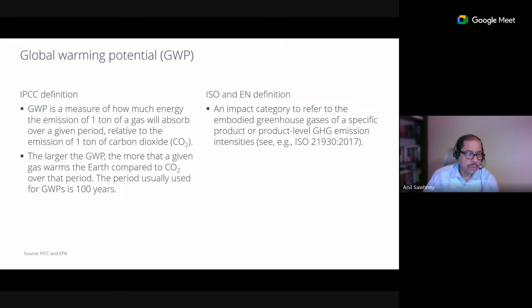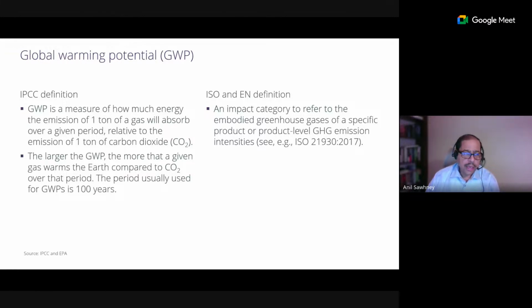So what is GWP? The IPCC definition of GWP is a measure of how much energy the emission of 1 ton of gas will absorb over a given period of time relative to the emission of 1 ton of carbon dioxide. So the larger the GWP, the more that a given gas warms the Earth's atmosphere compared to CO2 over that period. So typically this period is considered to be 100 years.